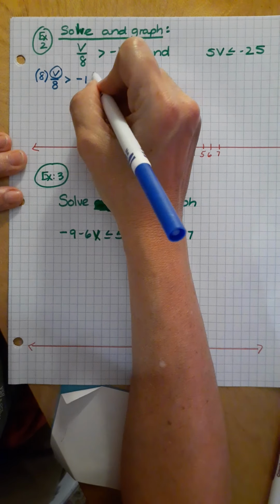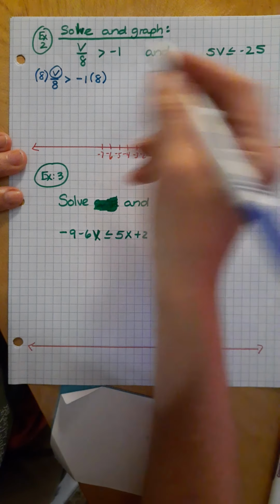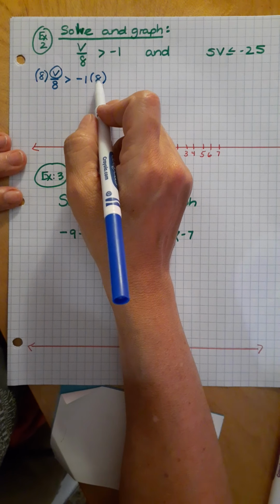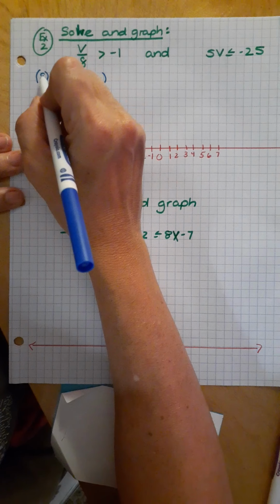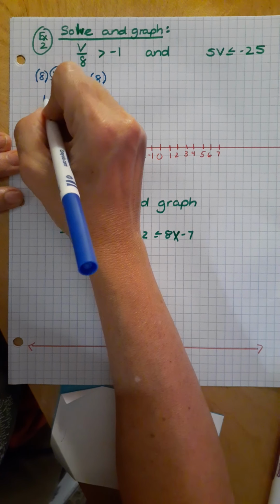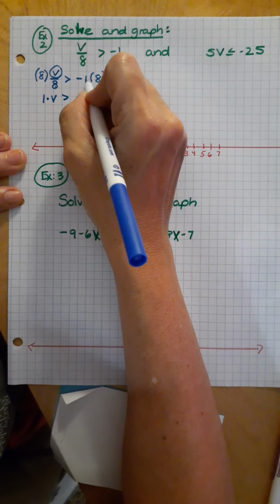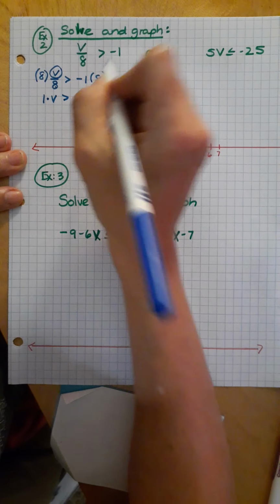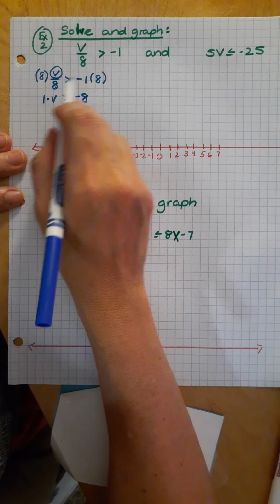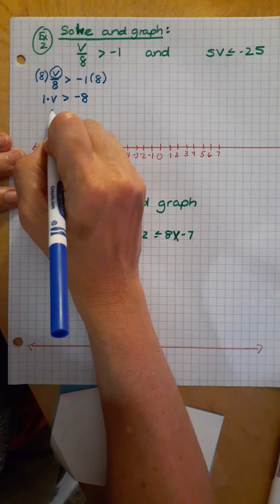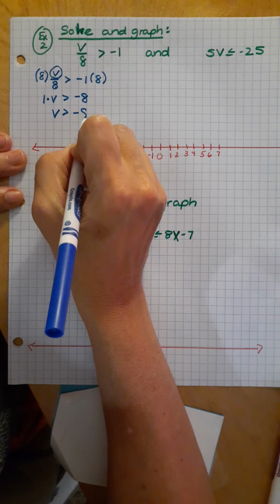And what I do to one side, I have to do to the other. Did I multiply by a negative number? No. So I don't flip the sign. 8 divided by 8 is 1 times V greater than negative 1 times 8, negative 8. Still haven't flipped it because I did not multiply by a negative number. 1 times V is V greater than negative 8.